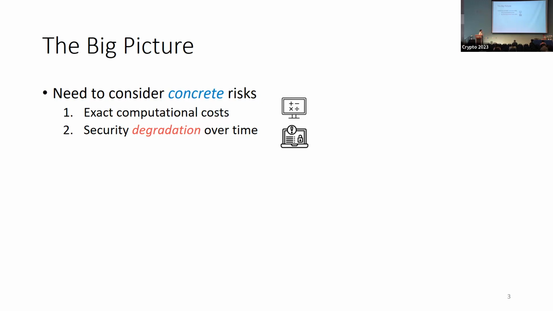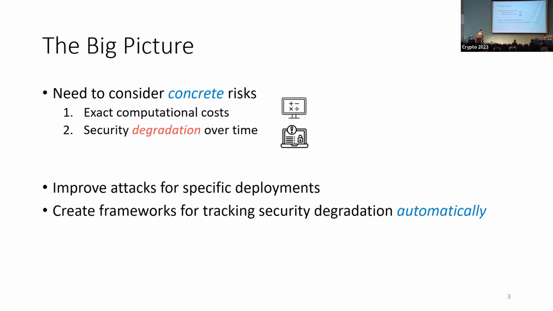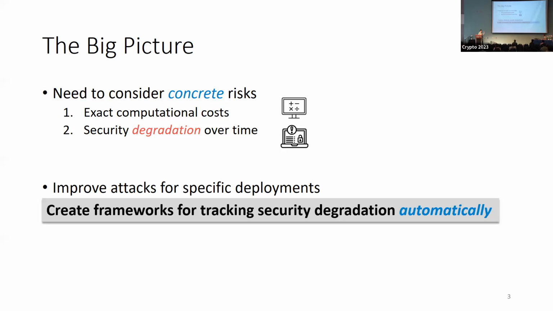And if you're trying to solve these problems with concrete risks, you can usually do one of two things. You can think about straight up improving attacks for specific deployments. There's a lot of literature on side channels that has spanned the corpus, and all of that is quite great. And you could also create frameworks for tracking some of this security degradation automatically, to aid in setting policy and that sort of stuff. This work really focuses much more on the latter, and that's what we're trying to do here.